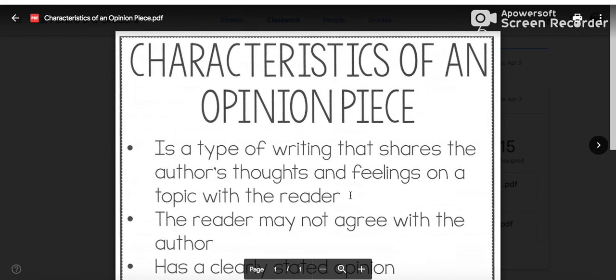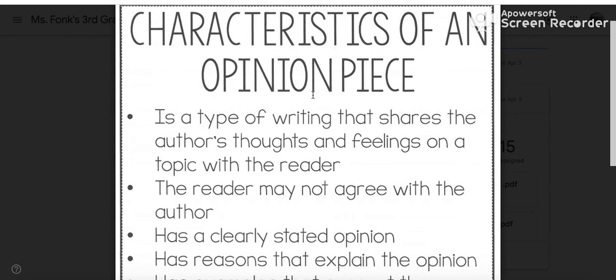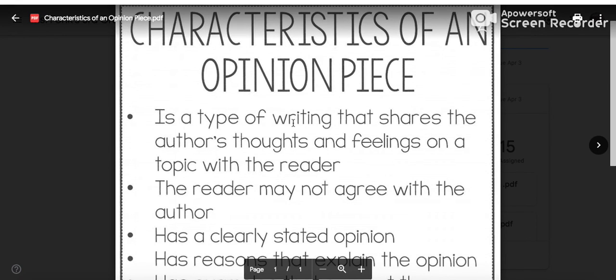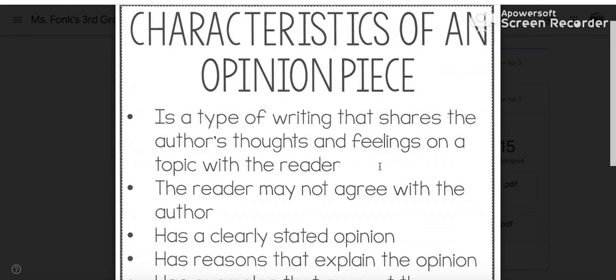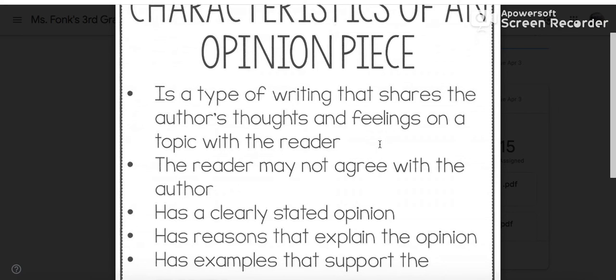We've already seen this, but I want to talk about it again because it's very important. So an opinion piece is a type of writing that shares the author's thoughts and feelings on a topic with the reader. So when you're picking your topic, you want to pick something that you are passionate about, something that you have a specific thought or feeling about that you want to write about, that's something that you will enjoy writing. These pieces can be very fun, and I know a lot of you have very strong opinions in the class, so I'm excited to see what these pieces will look like when they are finished.